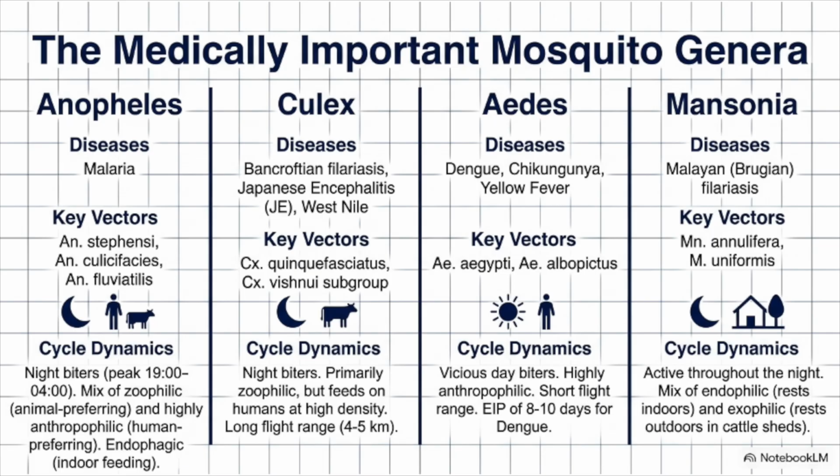Aedes transmits dengue, chikungunya, and yellow fever through Aedes aegypti and Aedes albopictus. These are vicious day biters, highly human preferring, with a short flight range and an extrinsic incubation period of 8 to 10 days for dengue. Mansonia transmits Malayan or Brugian filariasis through vectors like Mansonia annulifera and Mansonia uniformis. These are active throughout the night, showing a mix of indoor resting and outdoor resting behavior, often in cattle sheds.